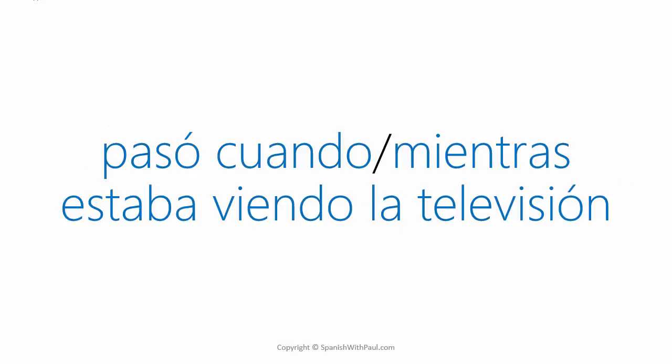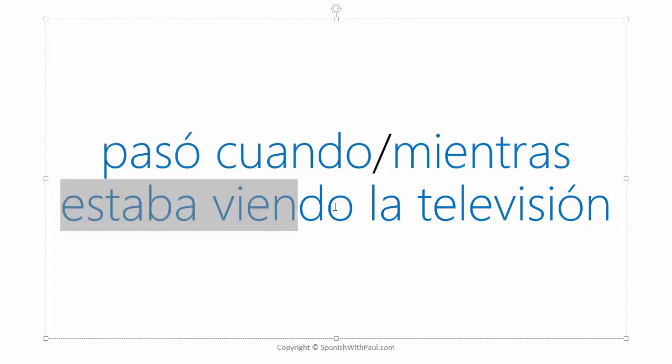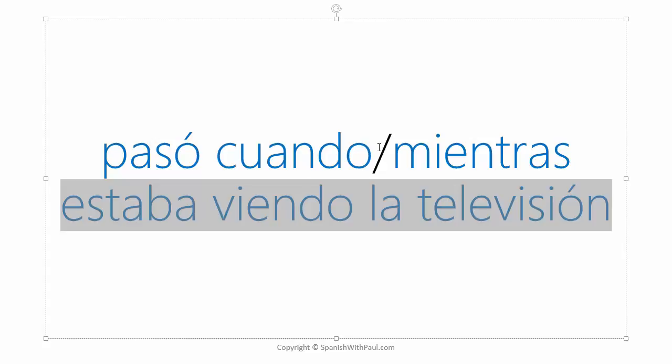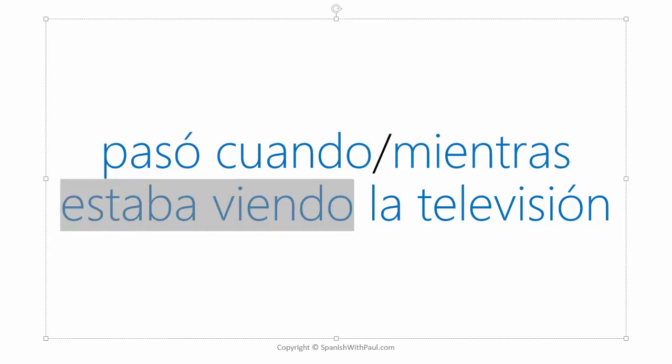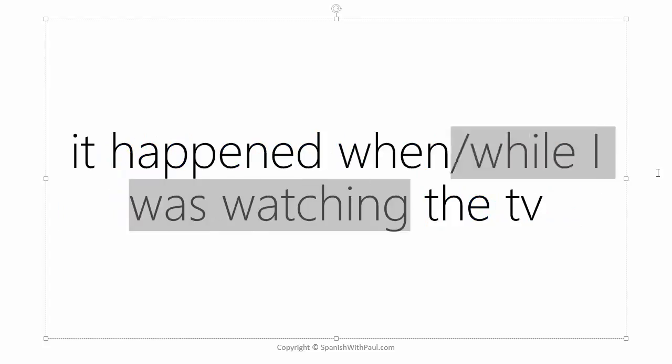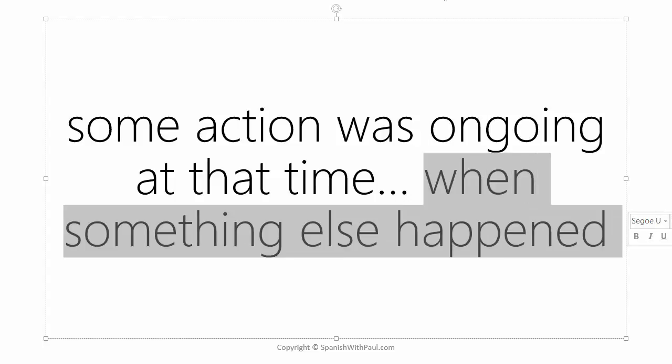So to translate that, it would be pasó cuando, it happened when. And here you have the line, estaba viendo la televisión. So we have also mientras, because you could say while if you wanted to. Pasó mientras estaba viendo la televisión. Here you have the line ing happening. I was watching TV. So to summarize again, some action was ongoing at that time when something else happened.